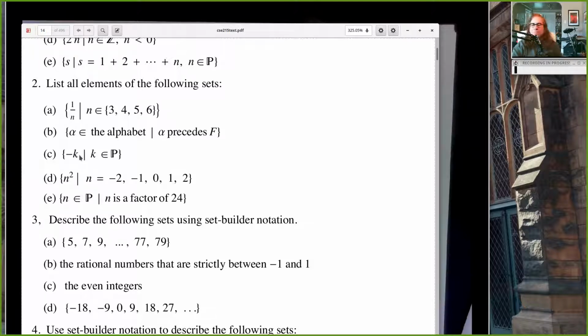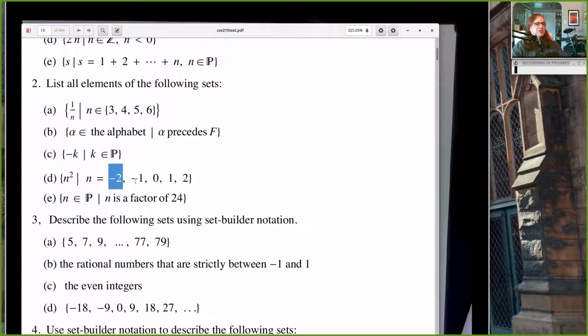on and so forth. So it's not asking for the set of K in P such that K is some negative number. It's saying it consists of all minus K such that K is in the positives. And it's the same thing here, right? The set of n squared such that n is one of these. Well, set n equal to minus 2, n squared is in your set.